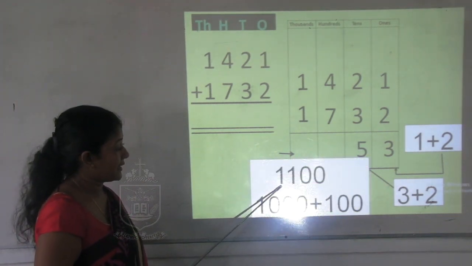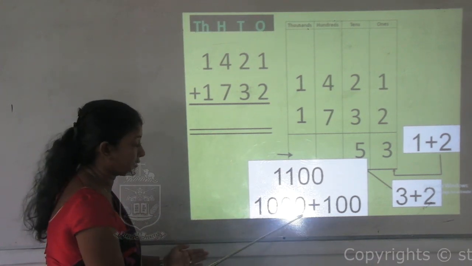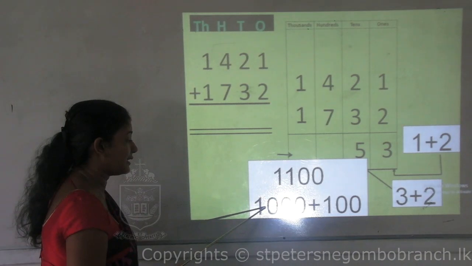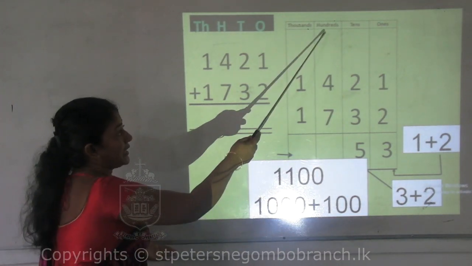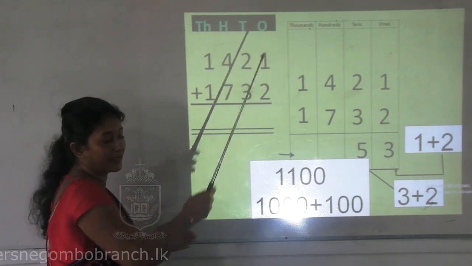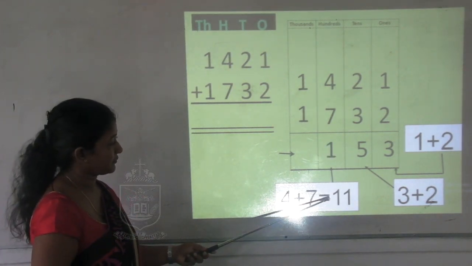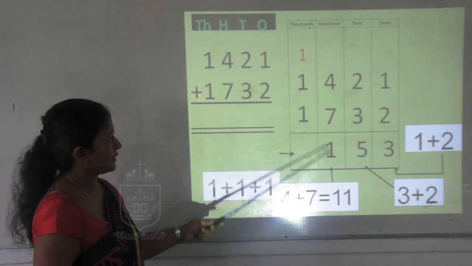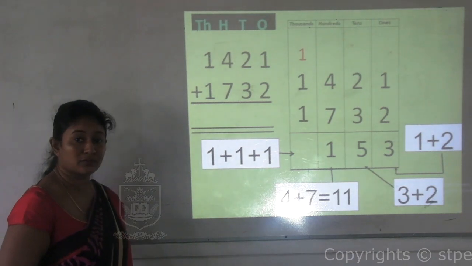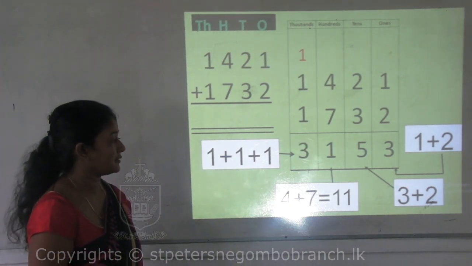Let's see, 11 hundreds mean, children, 1100. So we can see inside this number, there is 1000. We cannot keep this 1000 in this column because it belongs to the 1000's place. So we have to carry it into the 1000's place. Let's take it. Yes, we can write it as 1 digit. I have written here number 1, and you can see there's another one in the thousands place. Now how many digits do you have to add? There are 3 digits. 1 plus 1 plus 1. What is the answer? The answer is 3.